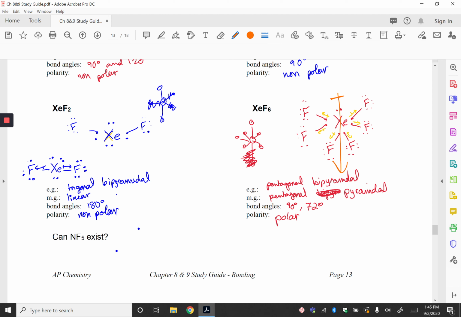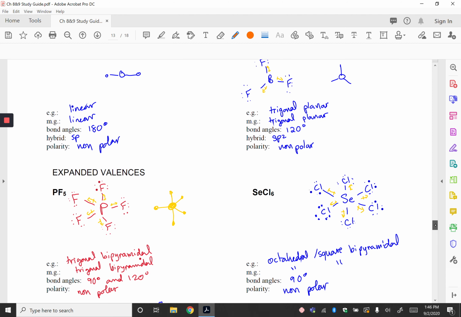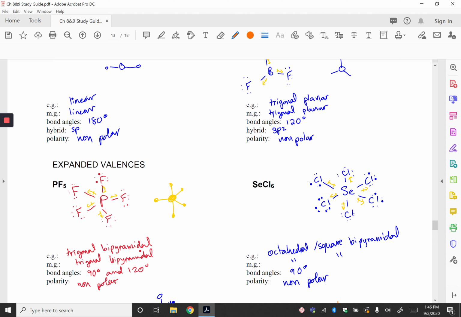All right, last thing we're gonna mention here. This used to be a popular question on the AP exam. It is no longer a popular question. I wouldn't worry about it too much, but just in case it shows up. You know how we have PF5? We just saw that right here with an expanded valence. You can never have NF5.